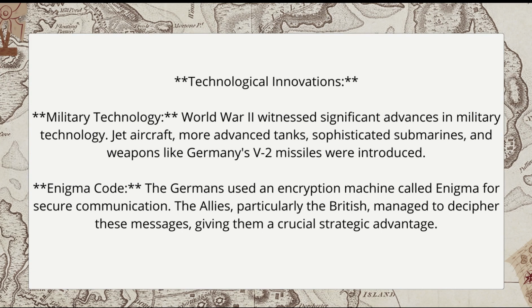Technological innovations. Military technology. World War II witnessed significant advances in military technology. Jet aircraft, more advanced tanks, sophisticated submarines, and weapons like Germany's V-2 missiles were introduced. Enigma code. The Germans used an encryption machine called Enigma for secure communication. The Allies, particularly the British, managed to decipher these messages, giving them a crucial strategic advantage.